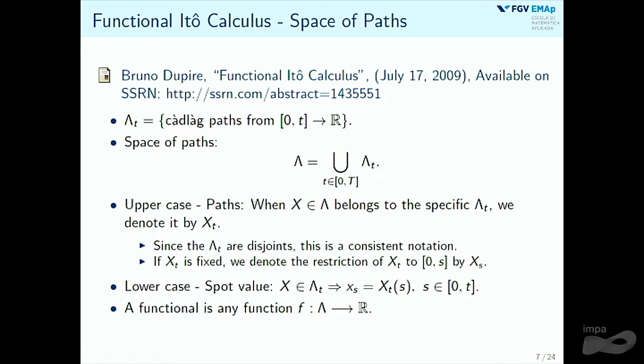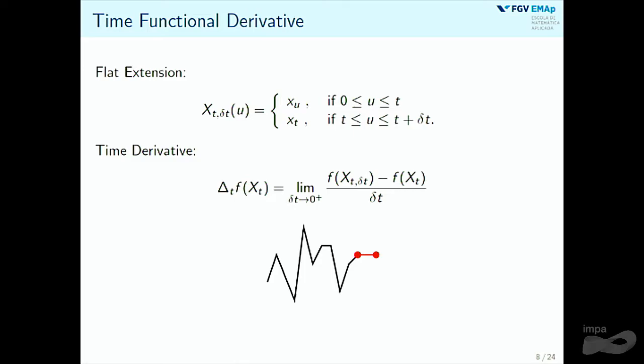So the notation, as I said, uppercase letters will denote paths, so functions, and lowercase letters will denote the spot value. So we use this: small x_t is X_t. And a functional is any function from Lambda to R. The two notions of derivatives you see: one is the time derivative, which is the limit of this quotient, where you're looking at how the functional F varies with respect to this type of deformation of the path, where you just flat extend the last value. So you do this for small t, see how your functional changes, and see the rate of change with respect to delta t.